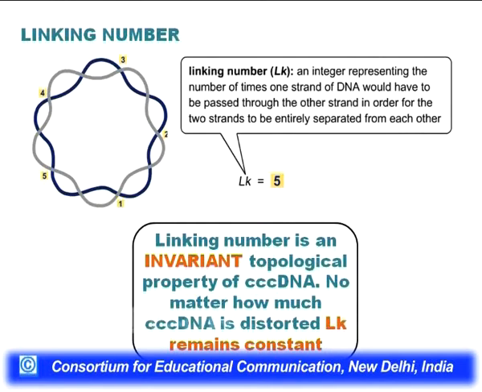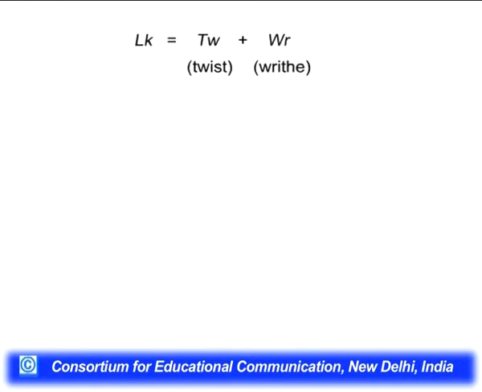As I just told you, the two strands cannot separate until and unless you break open one of the circles. Until there is a breakage of the covalent bond, the two strands cannot separate and the linking number cannot change. So the linking number is an invariant topological property of a covalently closed circular DNA molecule. Now, this linking number is a combination of two numbers: one is called the twist and another is called the writhe. We will look a little deeper at how this linking number is arrived at.